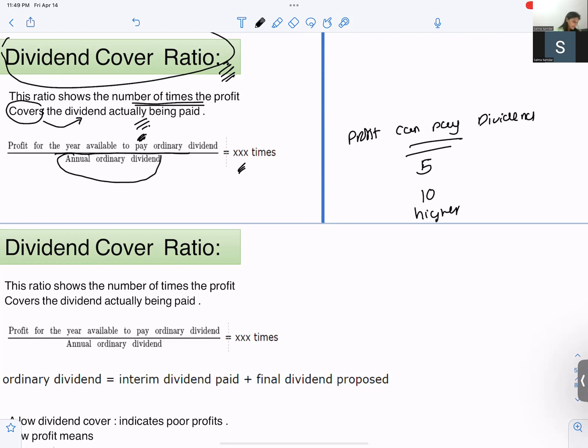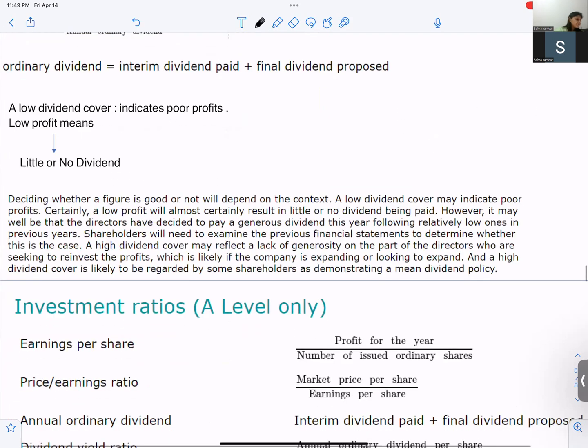The higher, the better. If you have a low dividend cover, it means you have poor profits. Low profits mean that you have little or no dividend. Deciding whether a figure is good or not will depend upon the context. Low dividend cover indicates poor profit. A low profit will almost result in little or no dividend being paid.